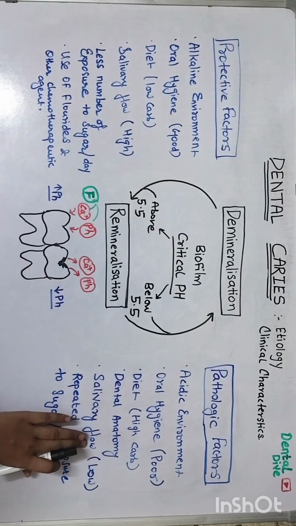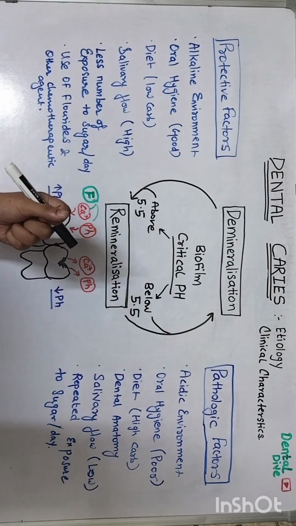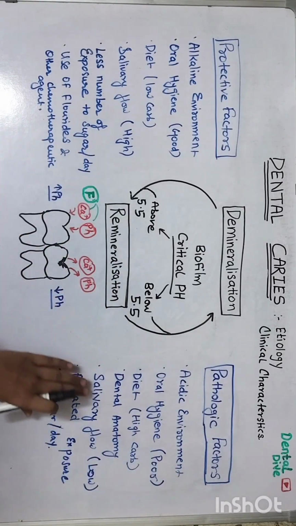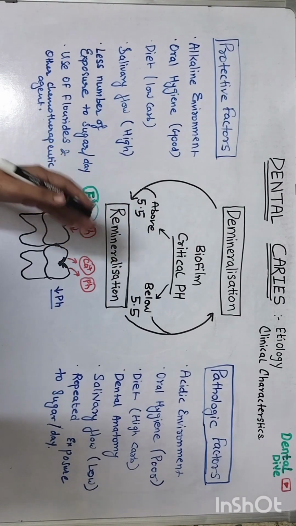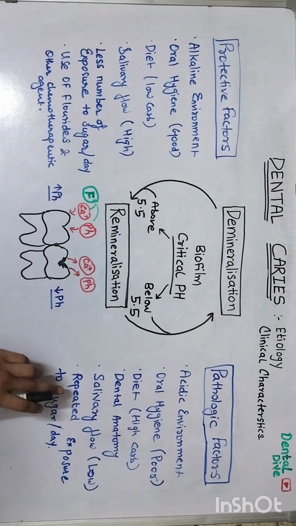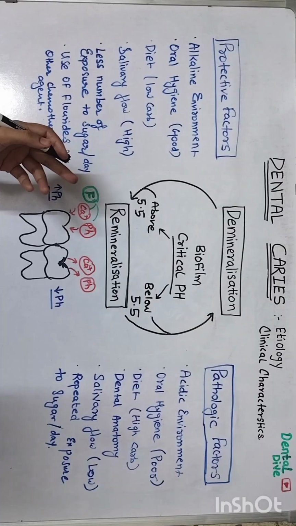If the salivary flow is low, if the saliva is thick and less in quantity, both the quantity and the quality matter in salivary flow, it will result in dental caries, because the flushing out action will get blocked. If there is repeated exposure to sugar per day, it will also result in demineralization.